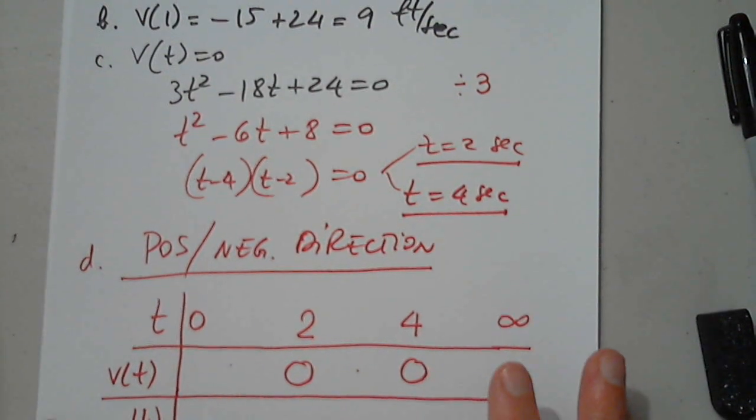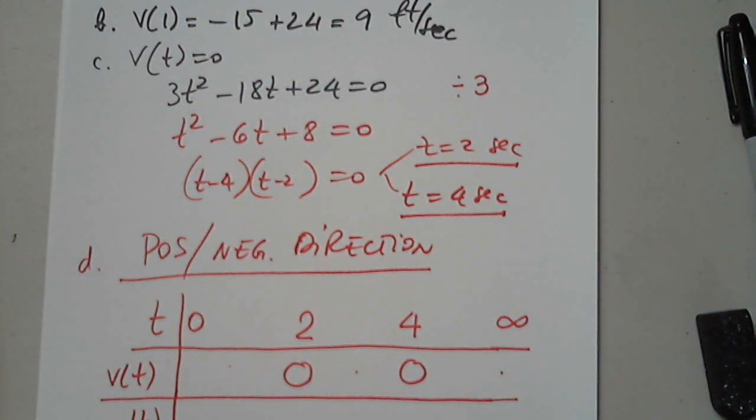Here's another way. You can say, but that's complicated. Fine. Let me show something. Let's put it in the graphing calculator. So in y equals, clear whatever, and let's plug in our velocity function, 3t squared, and then minus 18t, and then plus 24.